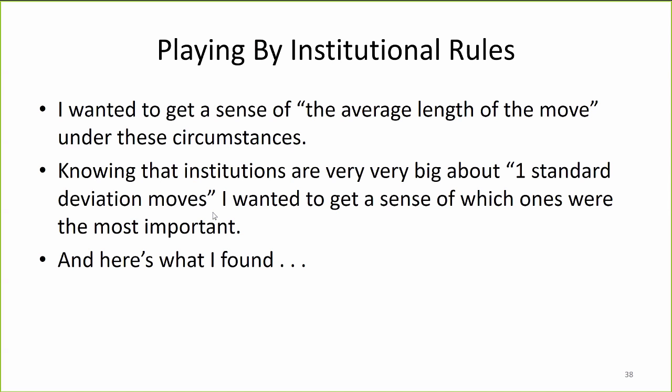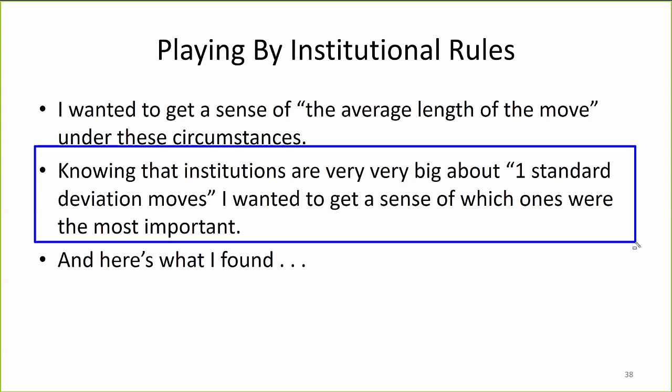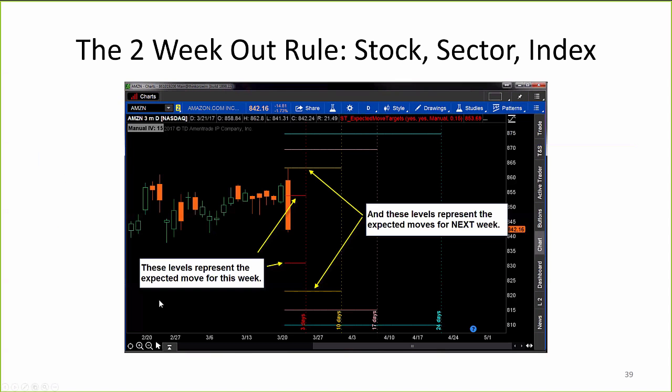Now, I don't want to get too complicated about this, but institutions are very big about one standard deviation moves. If you don't know what that is, it's not a big deal. Options are essentially priced based on what's called a one standard deviation move, and that's just a bunch of math and Greeks. This is why a lot of times if you buy an out of the money option, you don't make any money on it, because especially if it's outside of this standard deviation, it's designed to expire worthless. So we just want to know that.